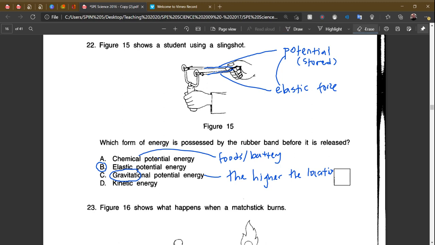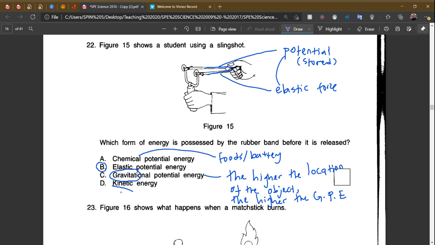Oops, forgive me. Let me spell correctly. The higher the location of the object, the higher the gravitational potential energy. Therefore, the answer is B.